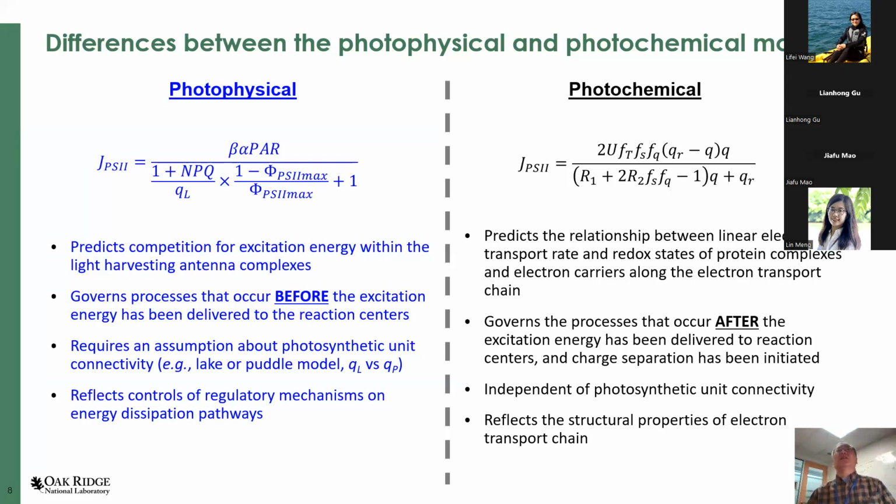In contrast, the photochemical model predicts the relationship between linear electron transport rate and redox states of protein complexes and electron carriers along the electron transport chain. It governs the processes that occur after the excitation energy has been delivered to reaction centers and charge separation has been initiated. It is independent of photosynthetic unit connectivity, and it reflects the structural properties of the electron transport chain.